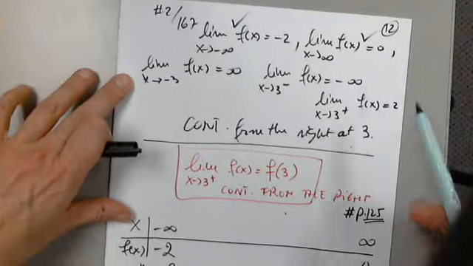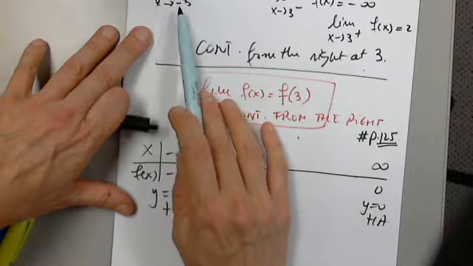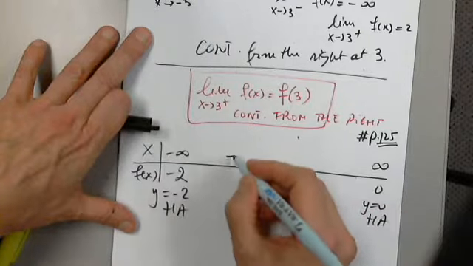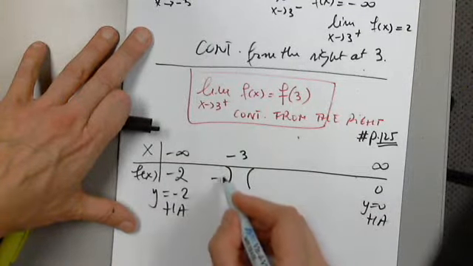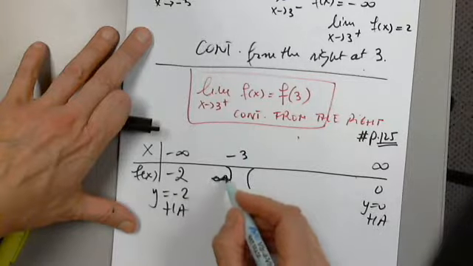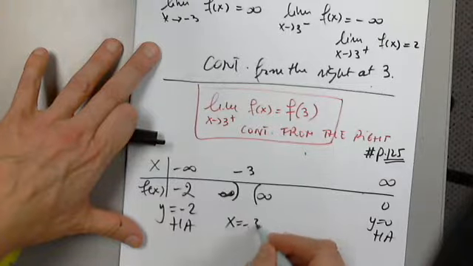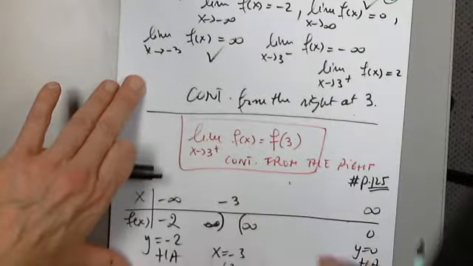It was 0. Yes, 0. Good. Limit of f of x as x approaches negative 3 from either side is infinity. Negative 3, either side is infinity. Yes, x equals negative 3 is a VA. So this is done.